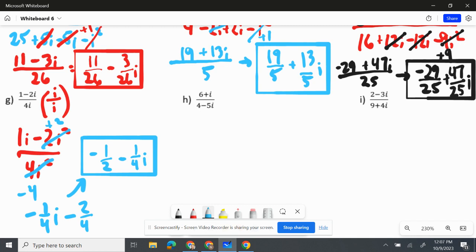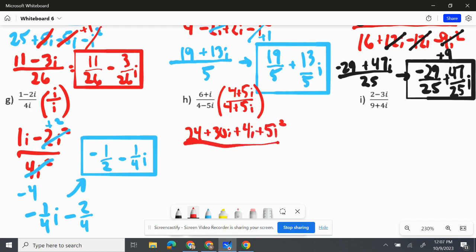For letter H, what we're going to do is multiply it by the conjugate, 4 plus 5i, and then 4 plus 5i. Once again, it's the conjugate of the denominator. So 6 times 4 is 24. 6 times 5i is 30i. Then we have plus 4i and plus 5i squared.